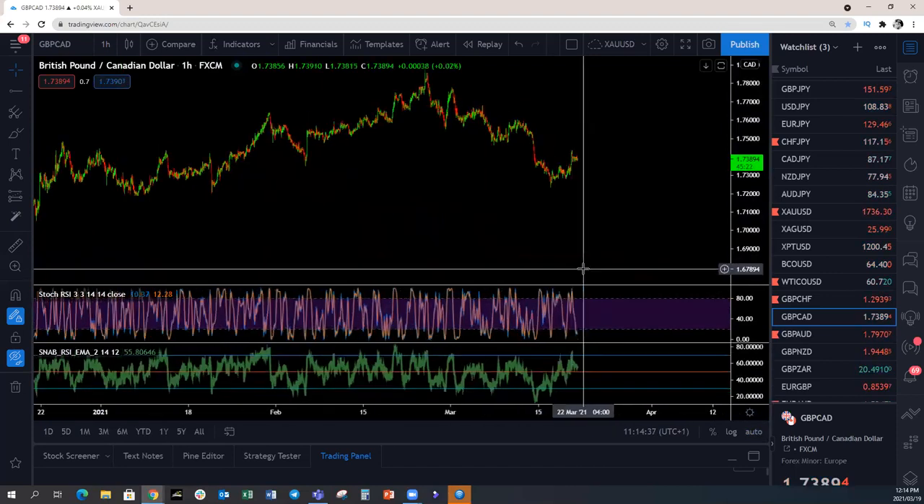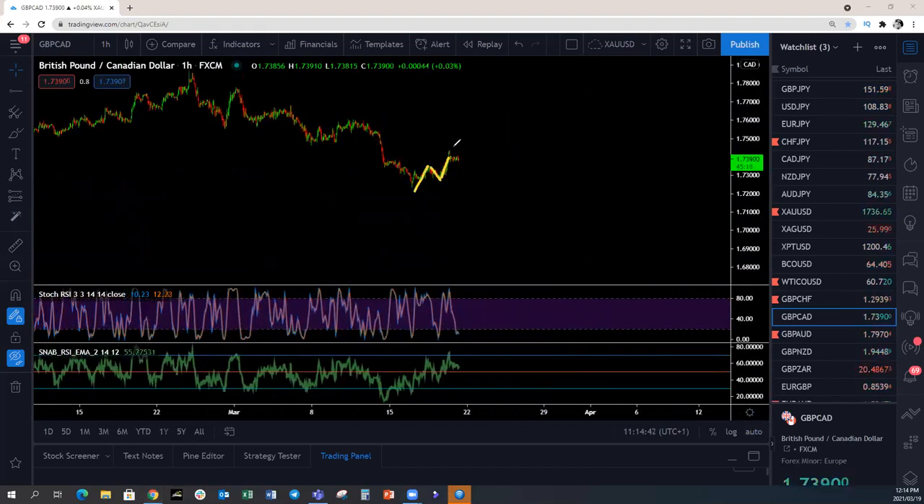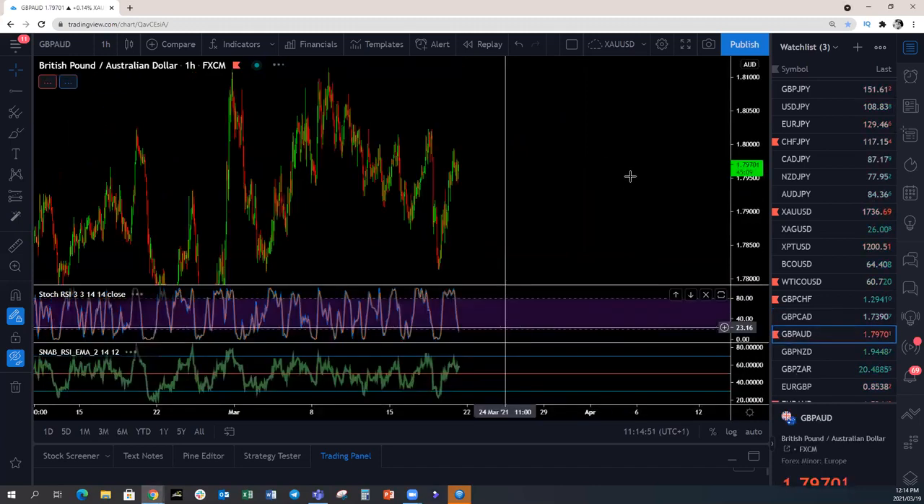Again, the 1 hour again is not really showing anything. So we'll be looking for that entry here. If we get a setup there, we'll take it all the way down. Pound Audi, it's gone back up again.